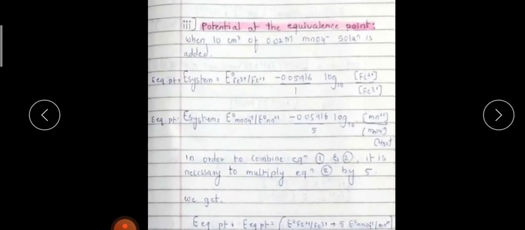Now we have to move further towards the potential at the equivalence point. Just here there is a small change. Earlier it was very simple. We directly added the two equations, then divided by 2, and then we got the EMF at the equivalence point.